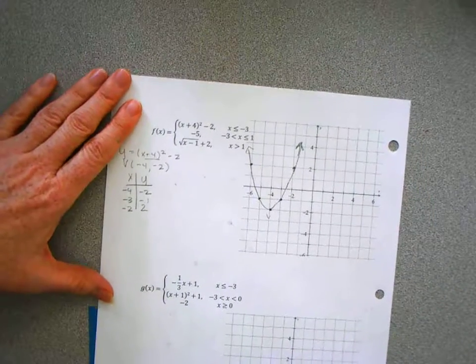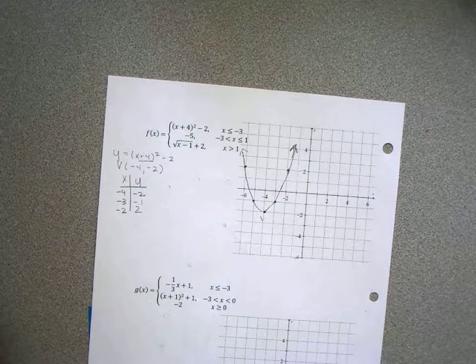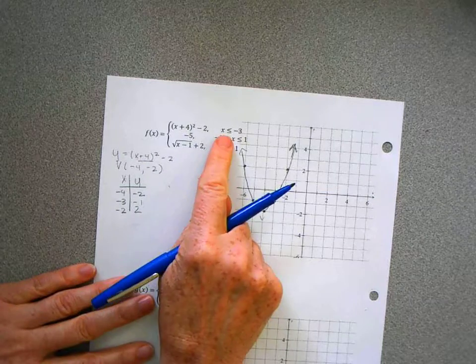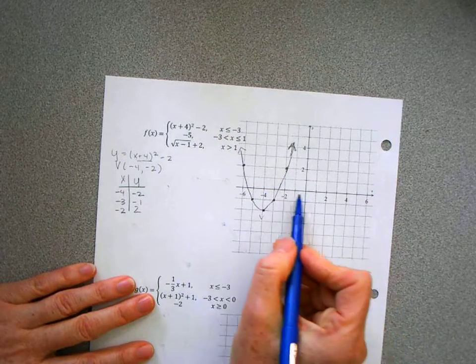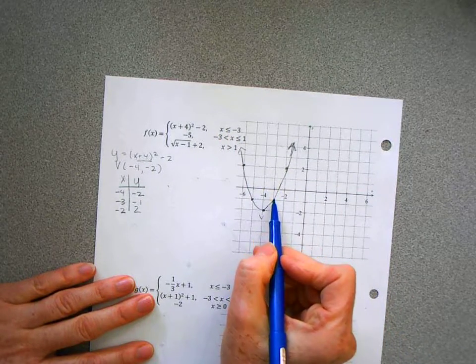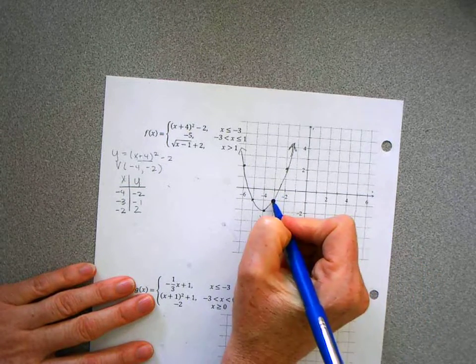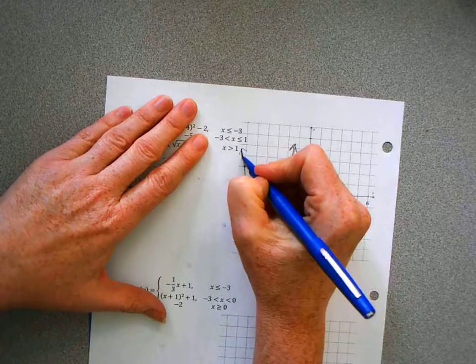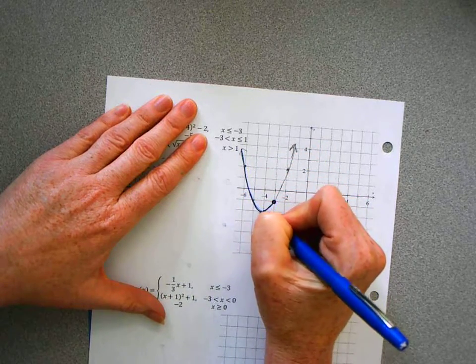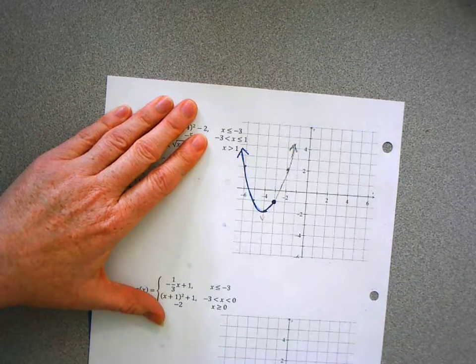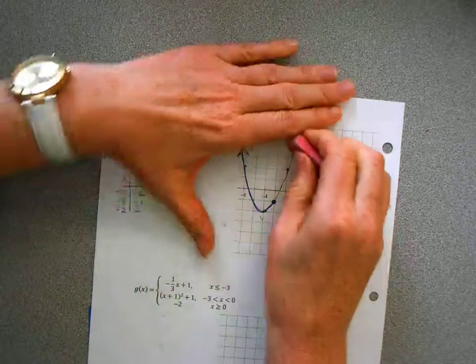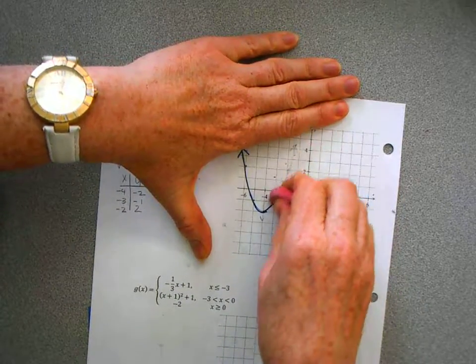But I don't need all of it. What do I need? X is less than or equal to negative 3. So go to x is negative 3. We want everything less than. We color in this point because it is equal to, and then we trace to the left, everything left. There we go. And then I can, if I wish, erase the rest of that graph.